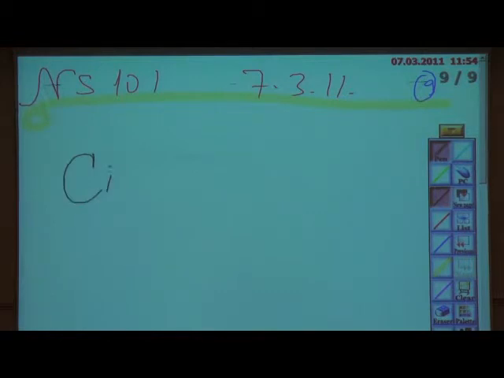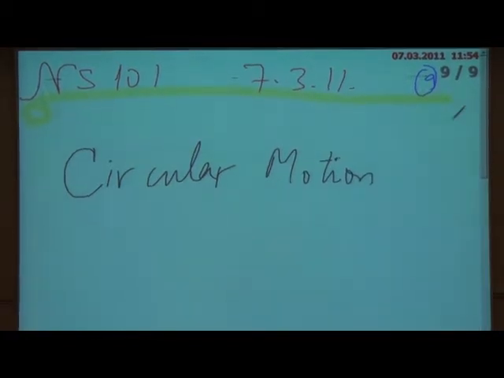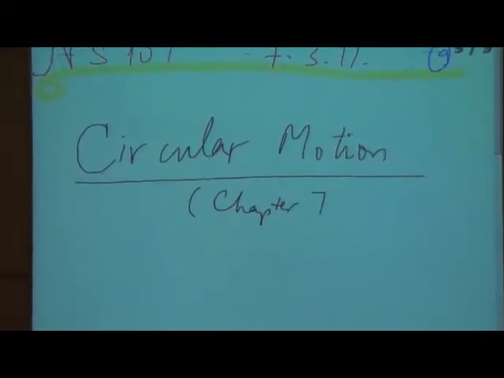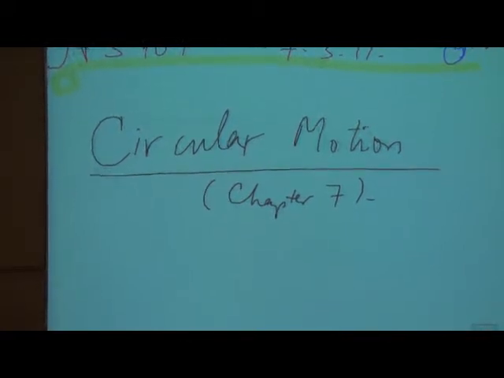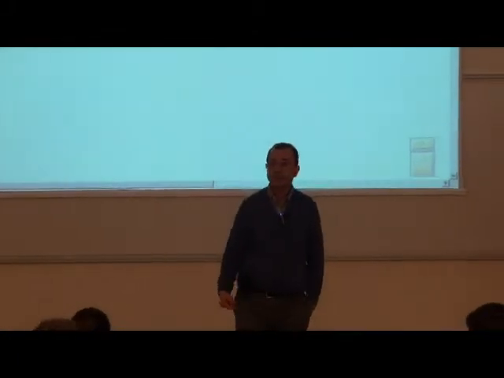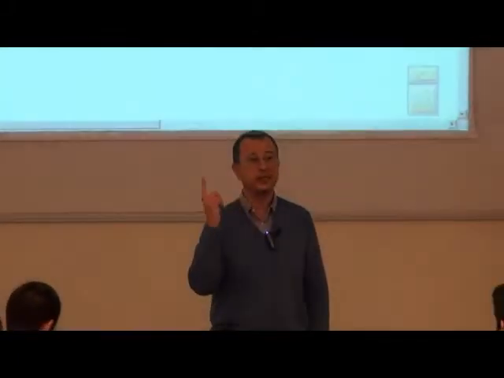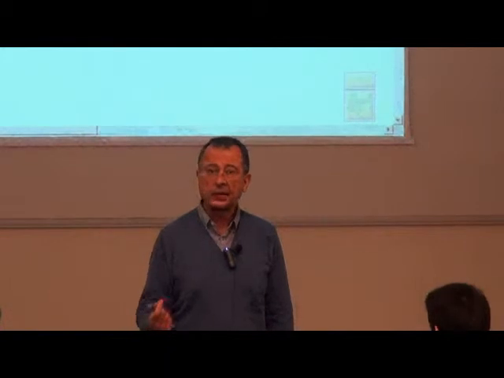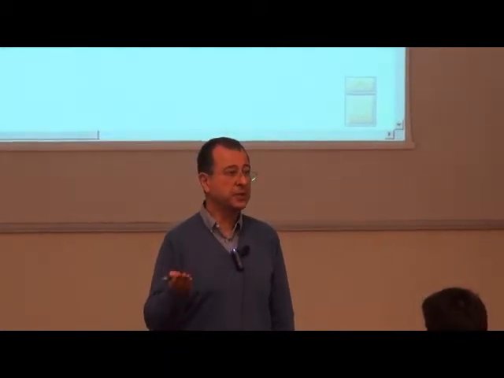Circular motion. We will later study many examples in which things are moving in a circle. It's a simple kind of motion, but it's important. It does occur in nature.